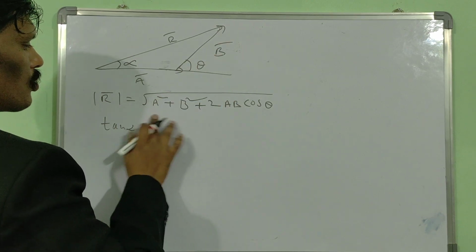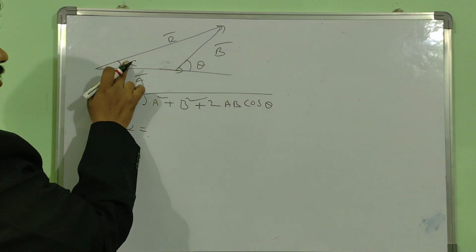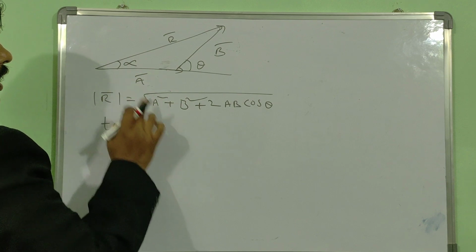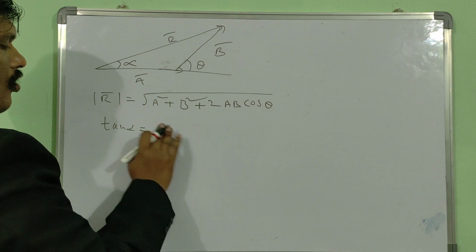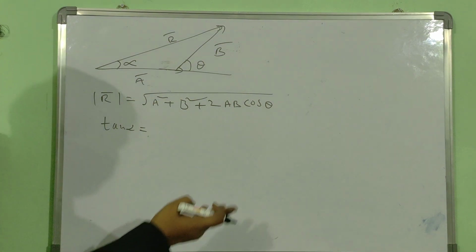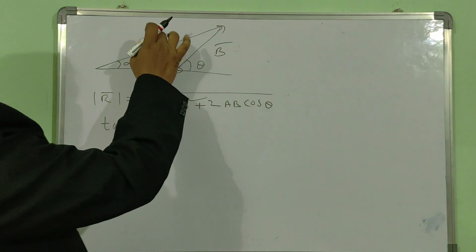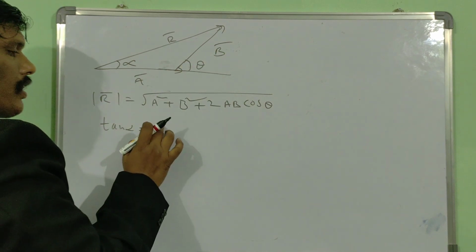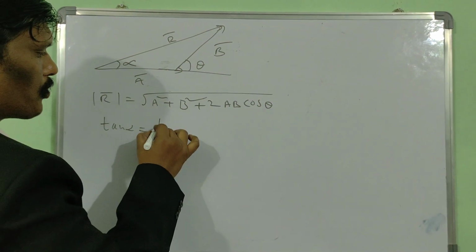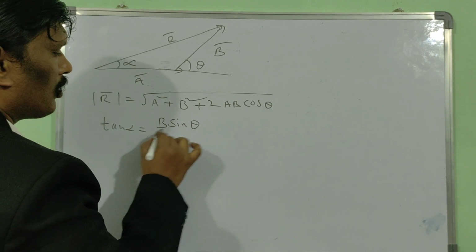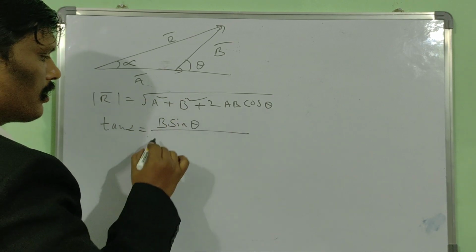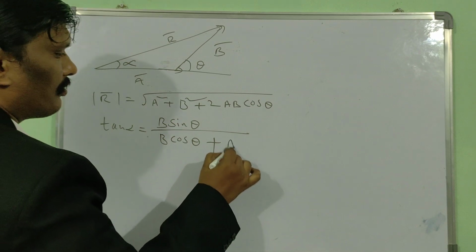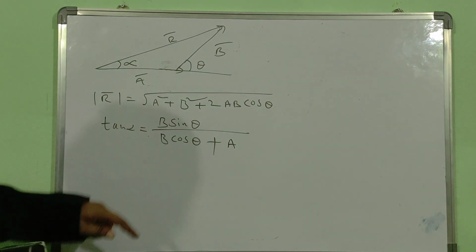This is the vector B. The resultant vector makes an angle alpha with the A bar vector. In that case, my numerator starts with the B bar vector. Remember how we already proved it; I am going to give just the trick. If the resultant vector makes an angle alpha with the A bar vector, then the numerator starts with the other vector: B sin theta over B cos theta plus the A vector. That's all.